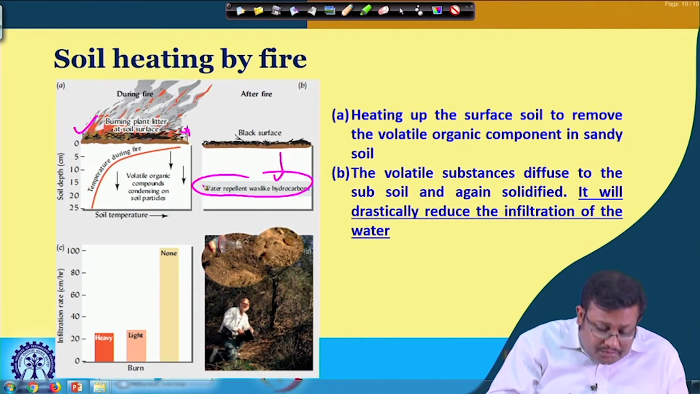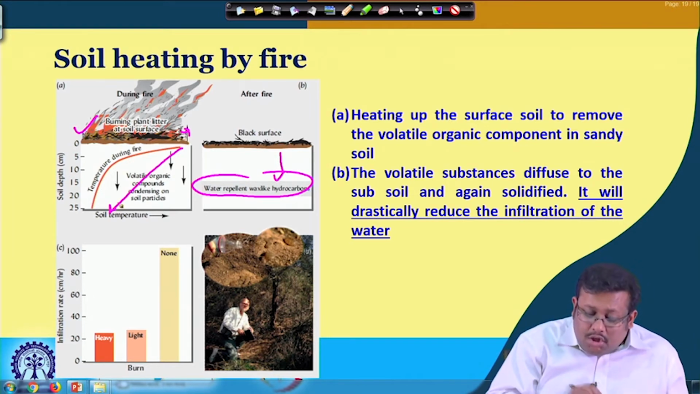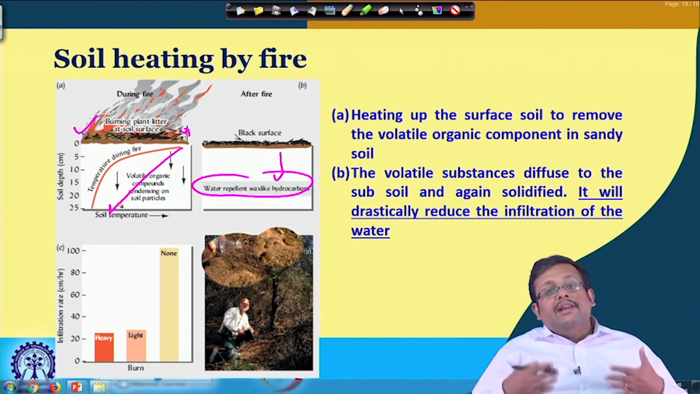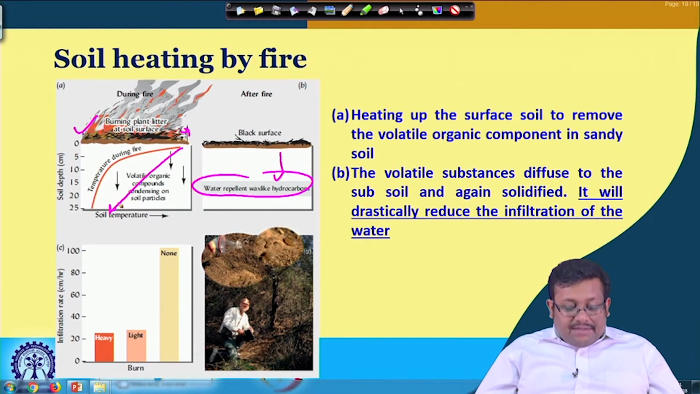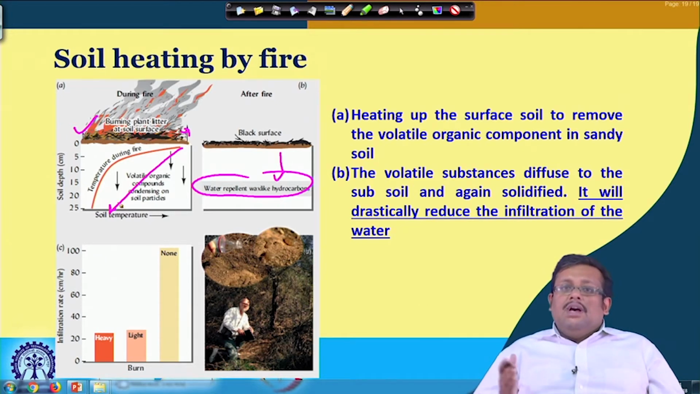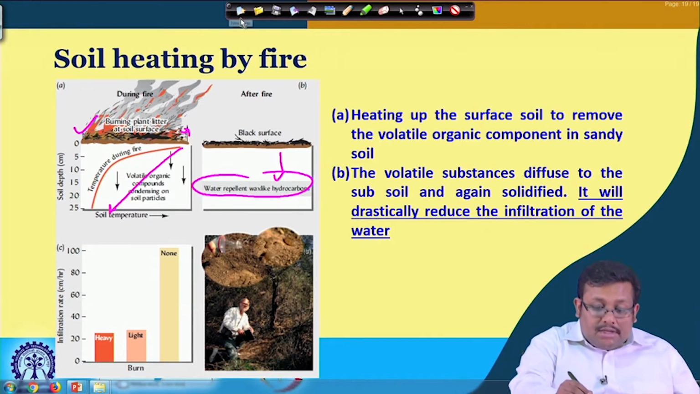Obviously, because there is a temperature gradient from surface soil to the subsurface soil, as you can see here, this volatile substance will diffuse into the subsoil and again solidify, and it will drastically reduce the infiltration of the soil because they are water repellent in nature. That is how soil temperature by forest fire affects the soil water movement as well as different other soil physical and chemical properties.